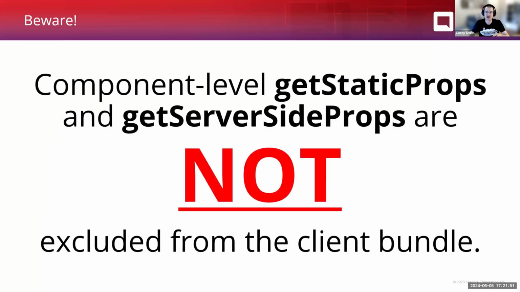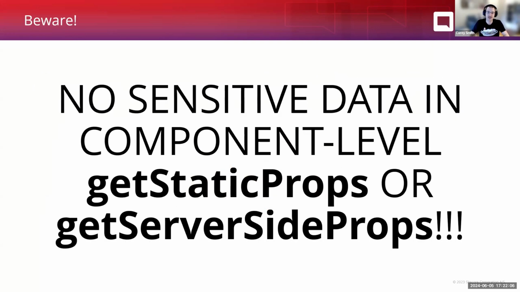However, the component level getStaticProps and getServerSideProps are not excluded from the client bundle. Again, this is a special feature for JSS. And so if you're on a version prior to 21.6.4, you need to make sure that you never put any kind of sensitive data in either of those component level data functions. Because if you put a connection string, a password or an API secret in there, when someone comes to your site, that's going to be present in the JavaScript that gets sent to their browser, and those things will get exposed. So just be careful, be aware of that if you're on an older version.